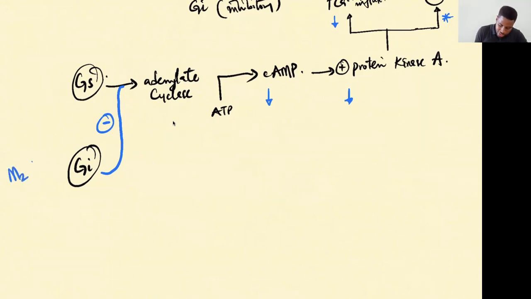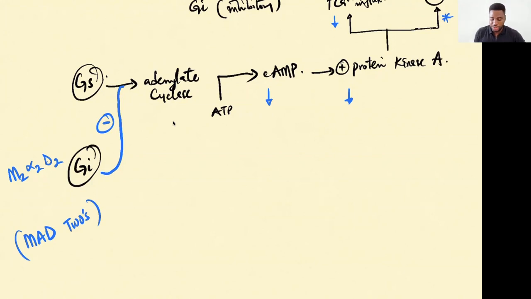M2 receptors, alpha-2 receptors, and D2 receptors, dopaminergic receptors, are GI coupled. M2, alpha-2, D2 receptors are GI coupled. I call them the MAD2s. The MAD2s, they are inhibitors, right? They are inhibitors, MAD2s: M2, alpha-2, D2. You want to remember that.